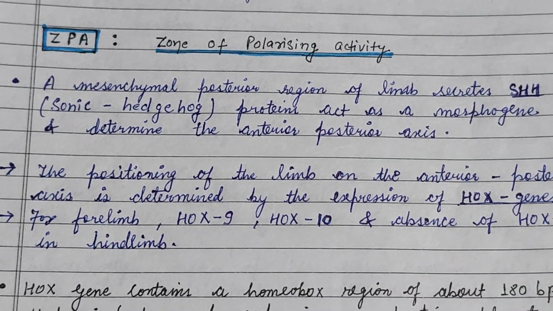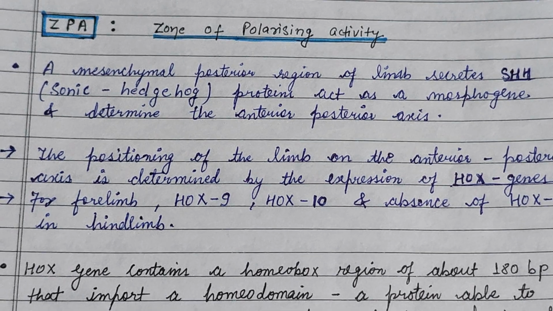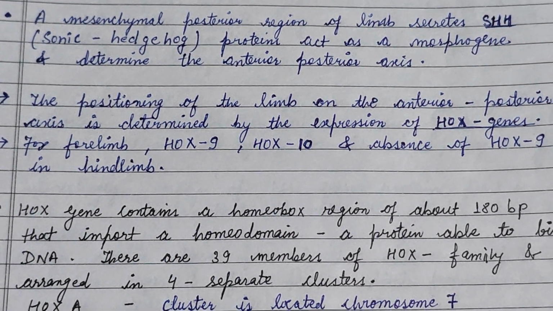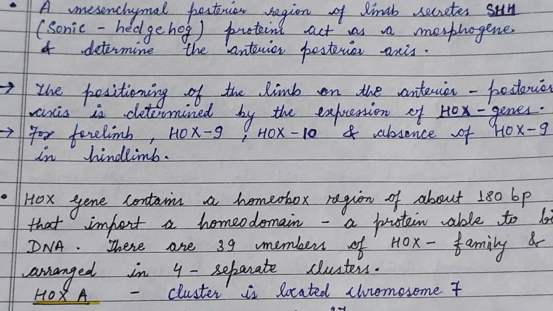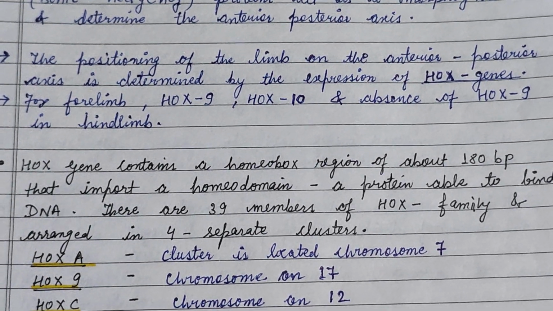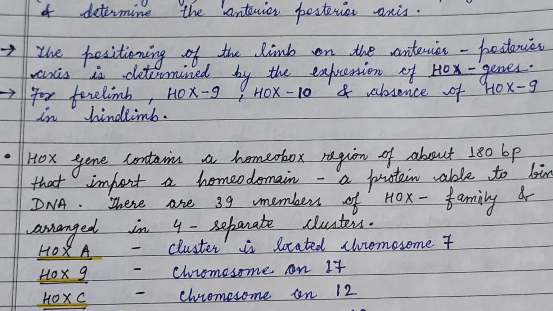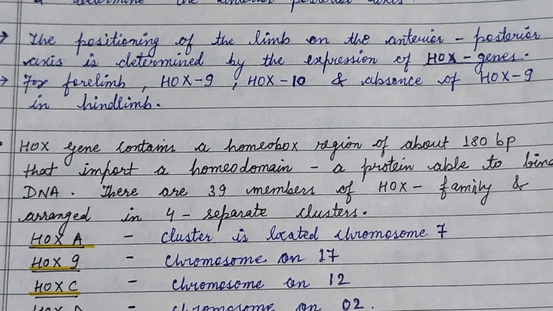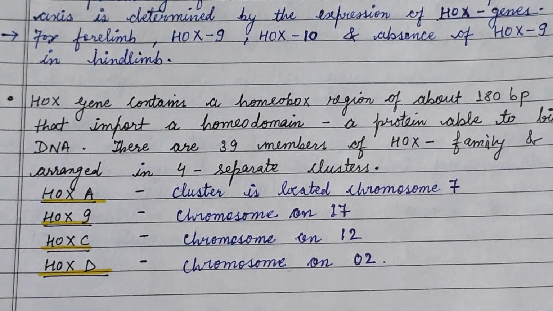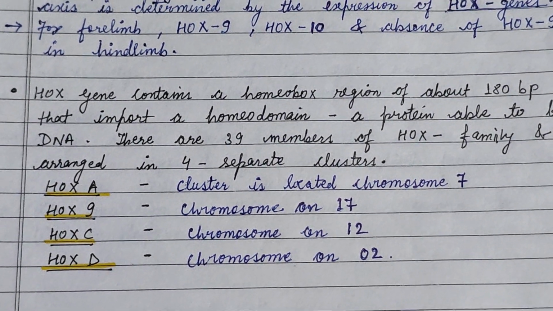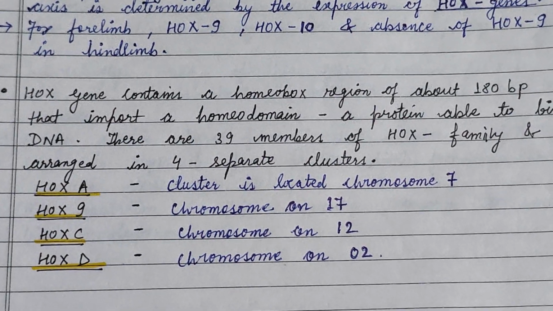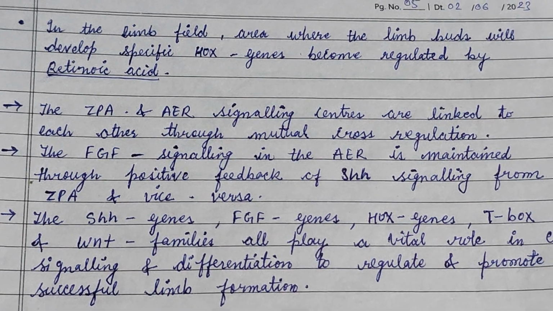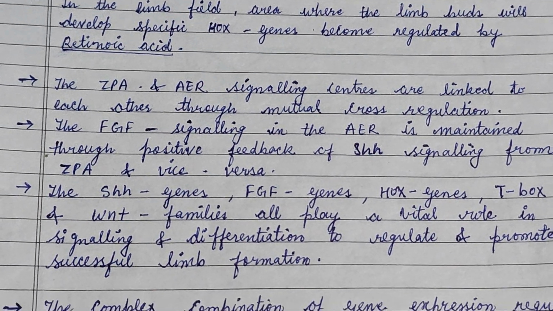The zone of polarizing activity is guided by the SHH gene, the sonic hedgehog gene protein, which acts as a morphogen and determines the anterior posterior axis. There are also Hox genes for the limb. For the forelimb there are Hox9 and Hox10, and for the hind limb, Hox10 is present and Hox9 is absent. The Hox genes are further divided into four clusters: Hox A, Hox B, Hox C, and Hox D. The limb bud will develop specific Hox gene expression, which is further regulated by retinoic acid.